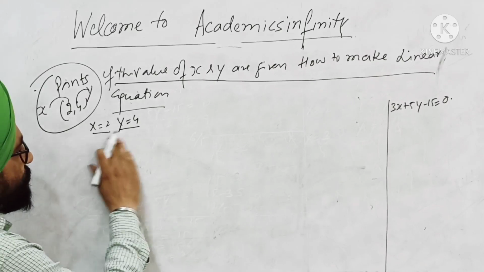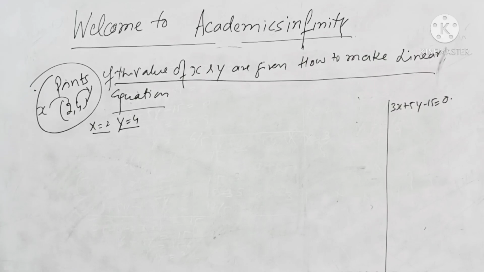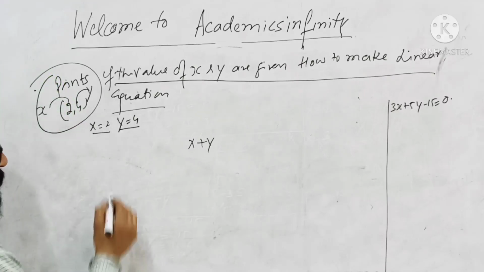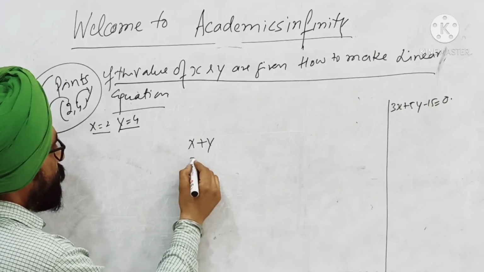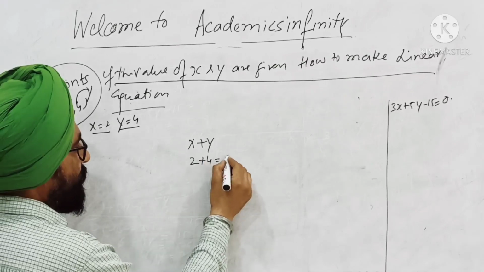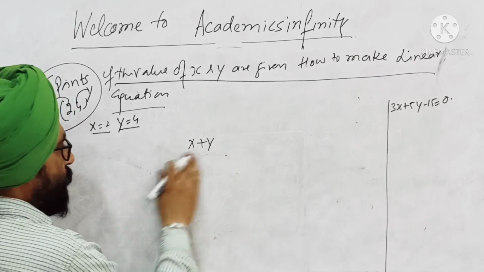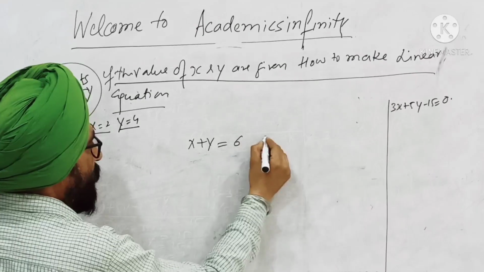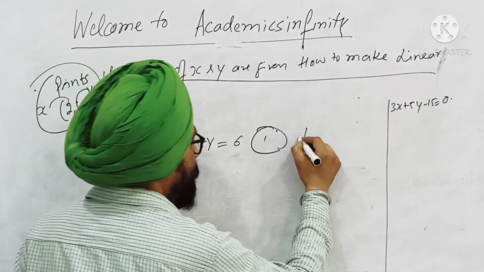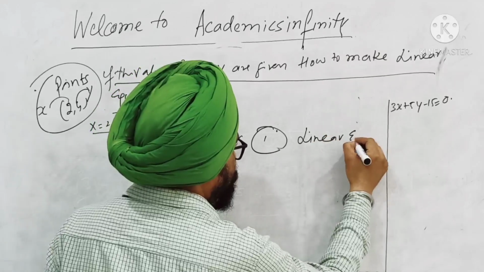Let's try. x is equal to 2 and y is equal to 4. Let's take x plus y. Put the value of x here, 2, and put the value of y here, 4. That is 6. It means the first equation is x plus y is equal to 6. This is the first linear equation.